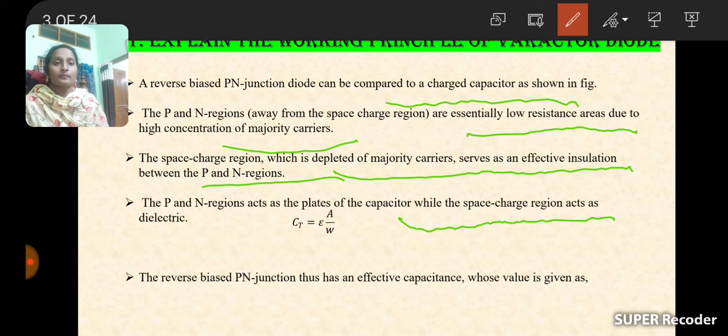C is equal to epsilon A by d generally, but here W indicates the width of the potential barrier. So Ct is equal to epsilon A by W. W is the width of the potential barrier, Ct indicates the total capacitance, and A is the area of the P and N regions.